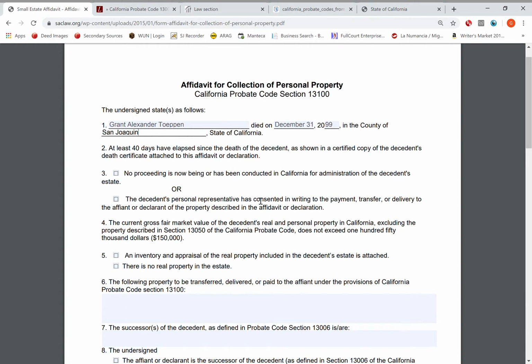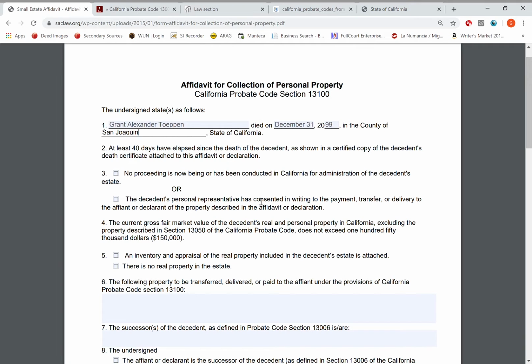Number two, at least 40 days have elapsed since the death of the decedent, as shown in a certified copy of decedent's death certificate, which is attached to this affidavit or declaration. You can pick up a certified copy of a death certificate, typically at a county recorder where the person died, the county where they died. And you can tell it's certified because you feel the bottom corner, and this is in California at least, the bottom right hand, sometimes the bottom left hand corner will have raised bumps on it. That shows that it is certified.